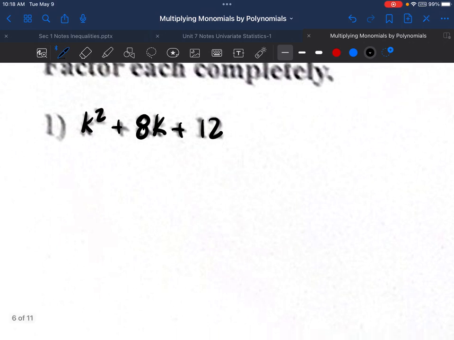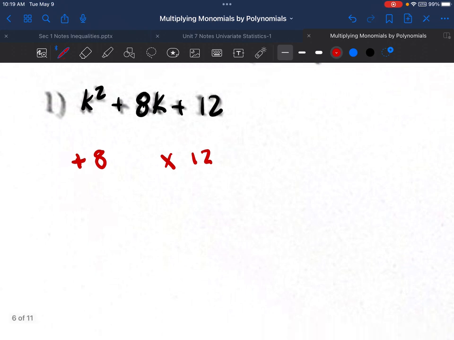If I asked you, what are 2 numbers that add to 8 and multiply to 12? Well, there's a whole bunch of things that add to 8, but there's not so many things that multiply to 12. So why don't I start making a list of things that multiply to 12? Like 3 times 4, those 2 multiply to 12. But do they add to 8? 3 plus 4 equals 7, so I know 3 times 4 is not it.